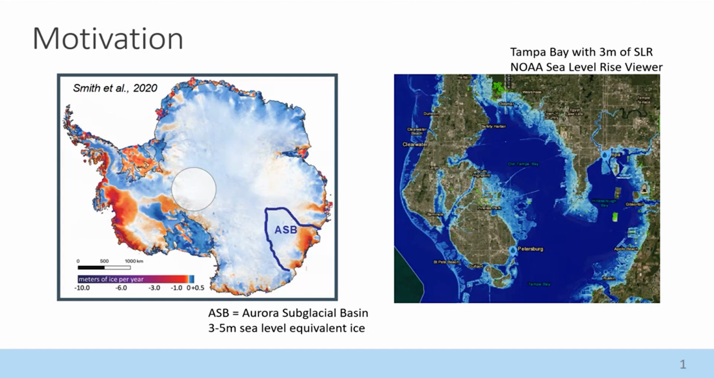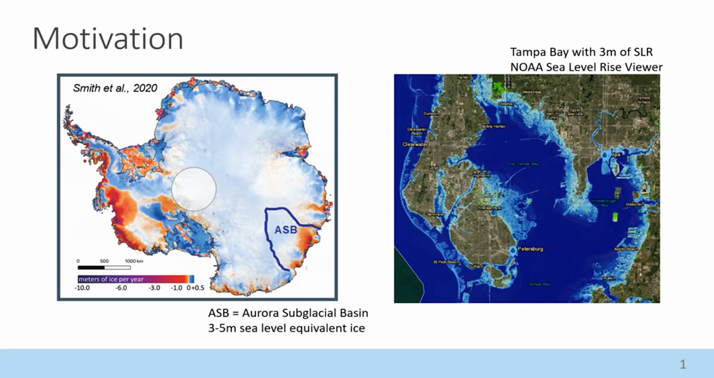So this is a map of ice mass loss around the Antarctic continent. And as you can see, there's really high rates of ice loss in West Antarctica, but we also have pockets of really high ice mass loss in East Antarctica. So I'm focusing on one of these regions for my first chapter, which is the Aurora subglacial basin.